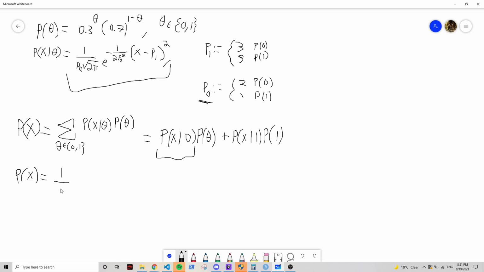So this is 1 over 2 root 2 pi, e to the negative 1 over 2 times 2 squared, x minus, and then our mean, when theta equals 0, our mean is 3. So this is x minus 3 squared, plus, and then we do the exact same thing for this one.